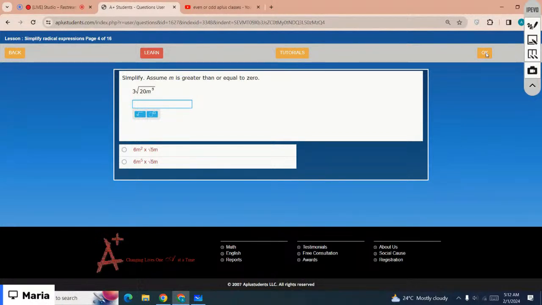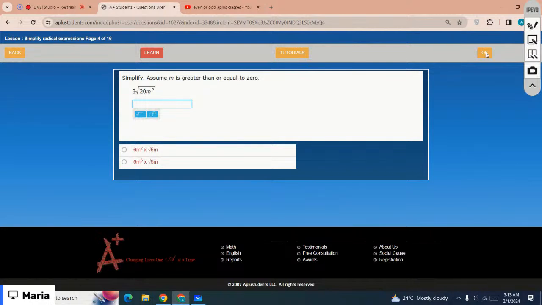Simplify 3 square root 20 m^5. So which is the correct option? The correct option is 6m² square root 5m. Option 1 is the correct option, right?